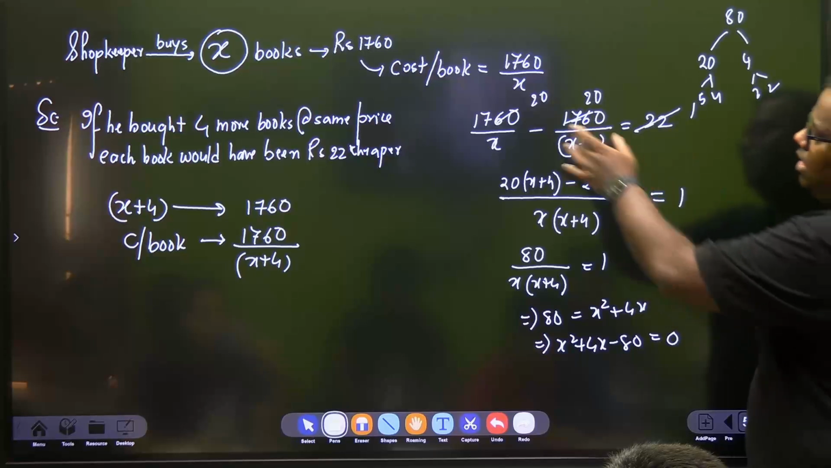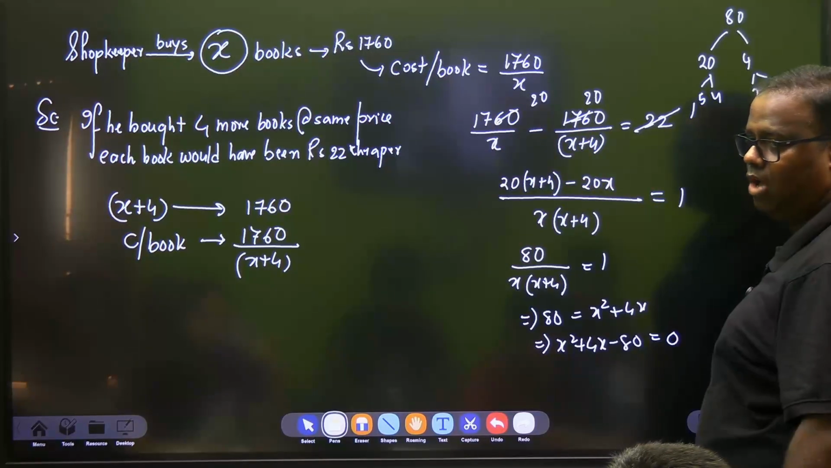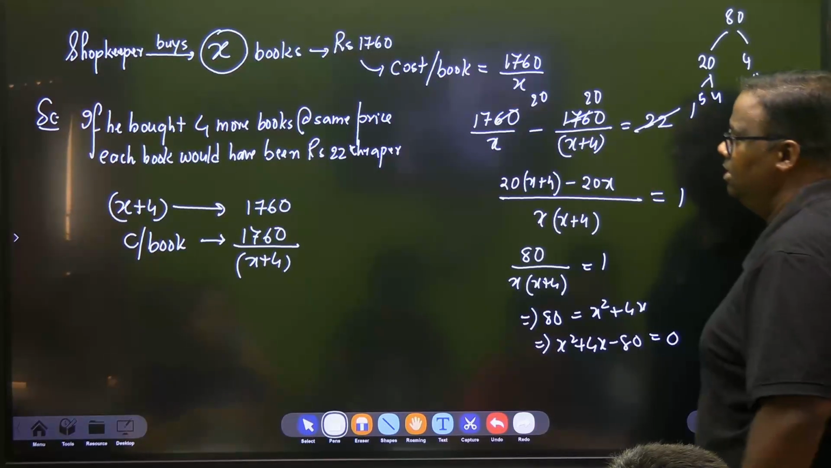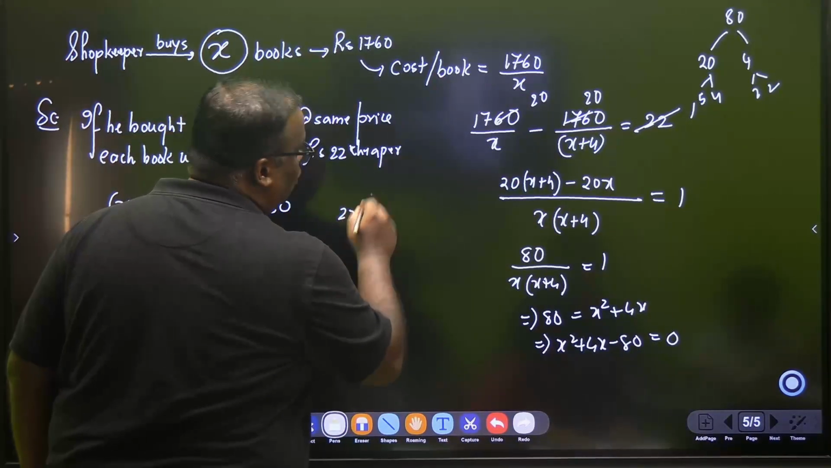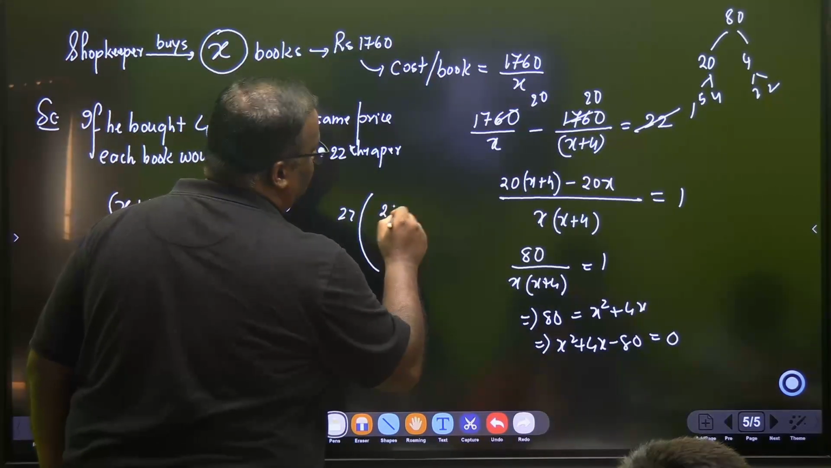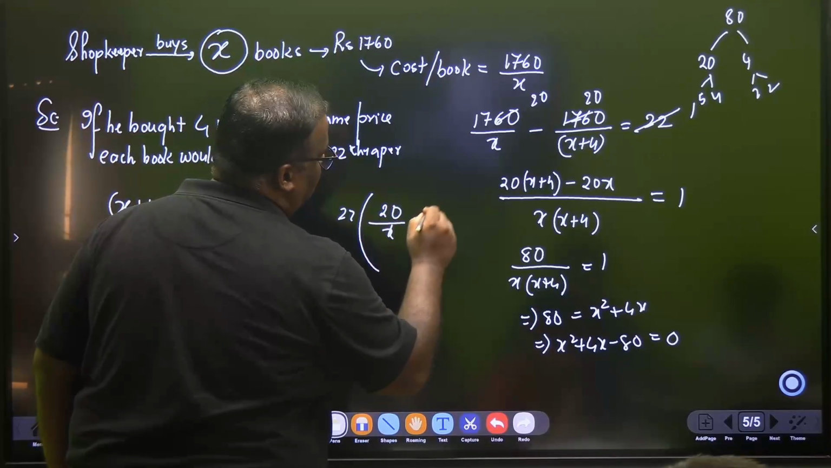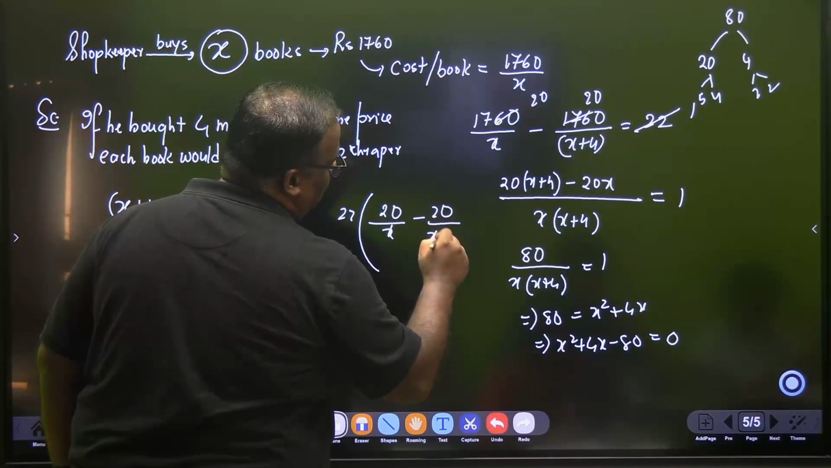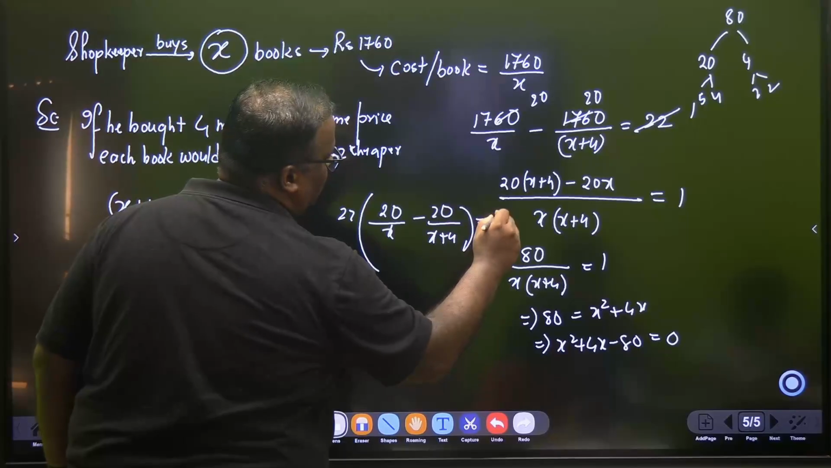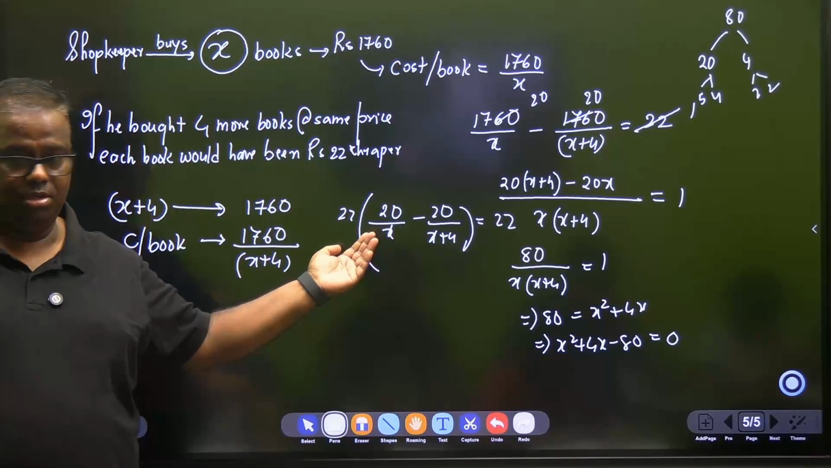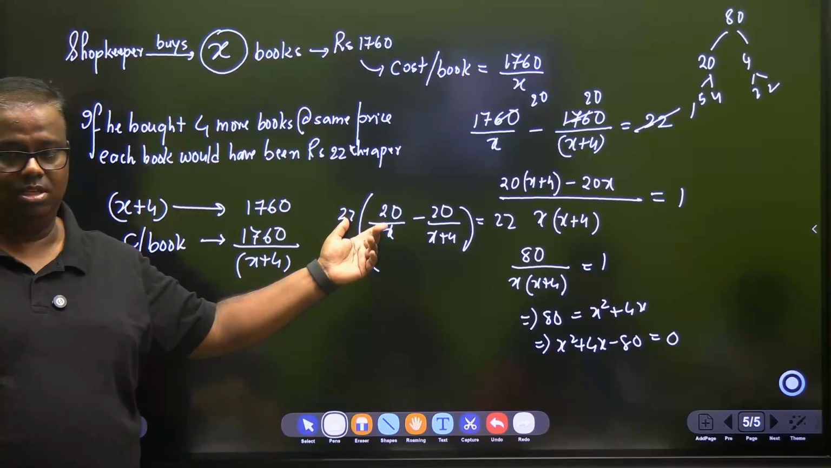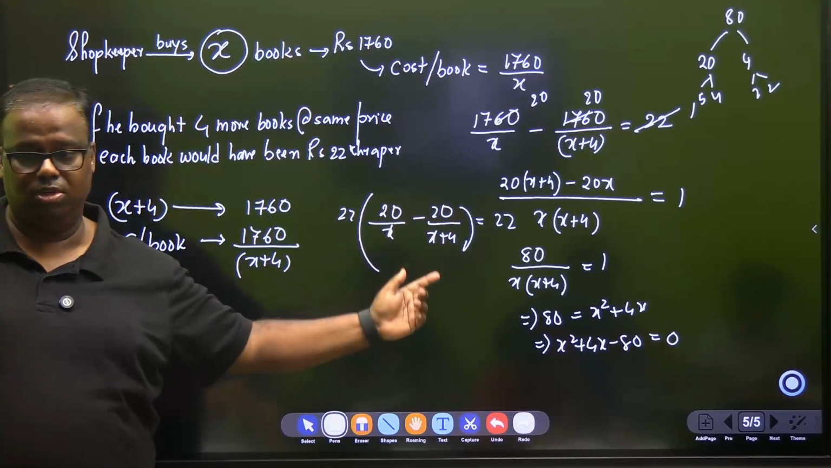No, not needed, Baba. Take common out from here. 22 taken common from here. What will I have? 20 by x minus 20 by x plus 4 is equal to 22. What is the problem? Can I not take out 22 common? Now multiply 22 here is 1760. 1760. Cut this 22 and this 22.